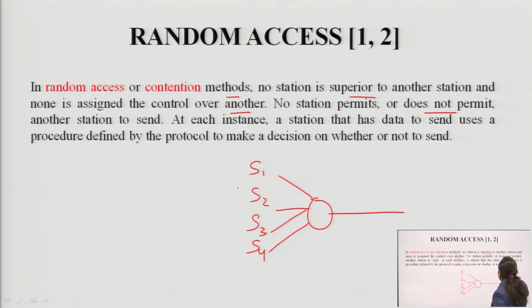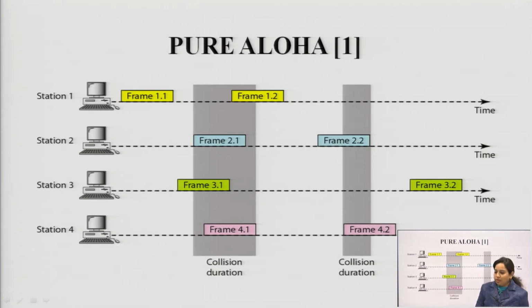No station permits or does not permit another station to send, and in each instance a station that has data to send uses a procedure defined by the protocol to make a decision on whether or not to send. So, there is no pattern decided that the first user, second user, third user and fourth user go in order. Maybe the first user will send the data, then the third user, then the second user, then the fourth user. Any pattern can be followed. Based on this, there are 3 to 4 different types of protocols. The first one is ALOHA. Now, what is ALOHA? ALOHA does not have any specific full form.